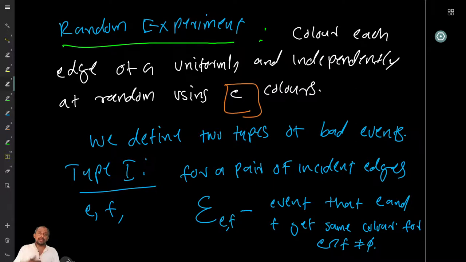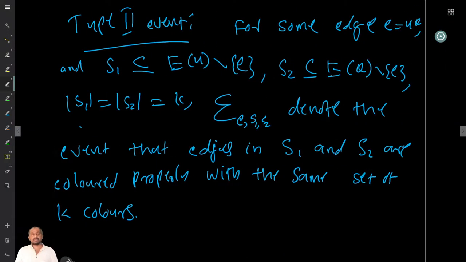So this is a type 1 event, because there could be many such events. For any two incident edges, we can define this event, whether it happens or not. So for every pair of adjacent edges, there is a corresponding event. The type 1 events are many in number, depending on the graph, and this is just a type, where E_EF is a specific event for fixed edges E and F. For every pair of edges E and F where the intersection is non-empty, I can define a type 1 event.